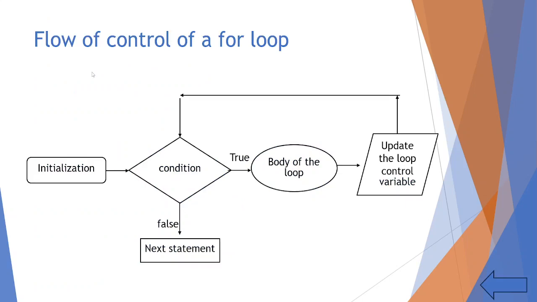Flow of control of a for loop. First of all, initialization, then condition gets checked. If the condition is true, body of the loop will be executed and updates the loop control variable. Again, condition gets checked. If true body, then update. This process continues. But if the condition is false, the control is transferred to the next statement after the loop.